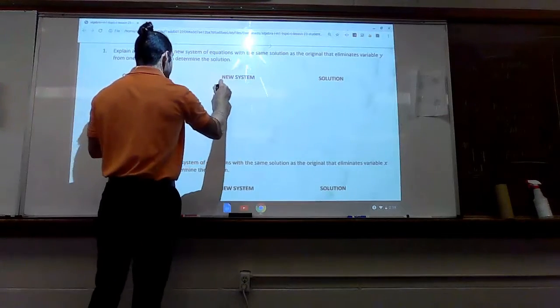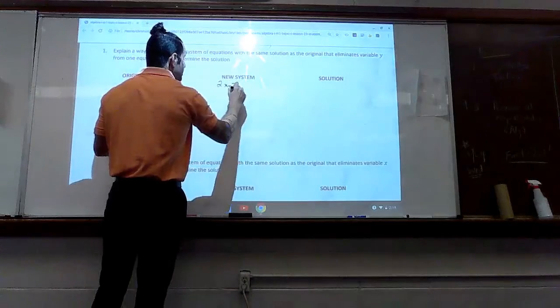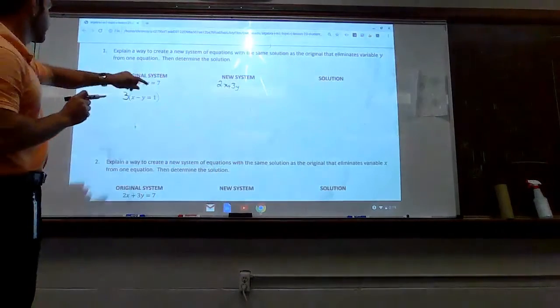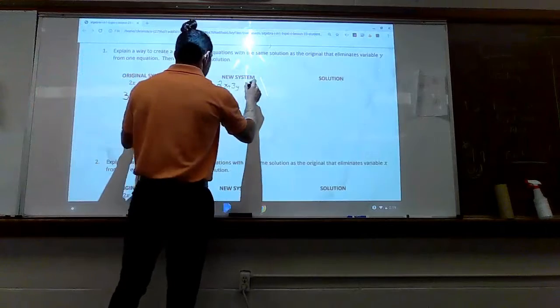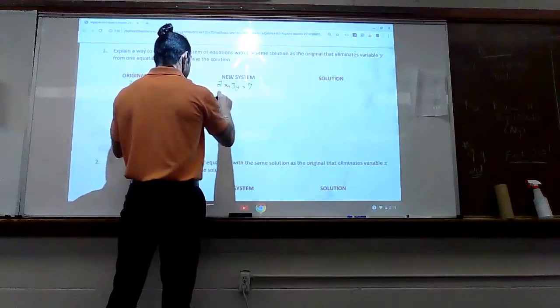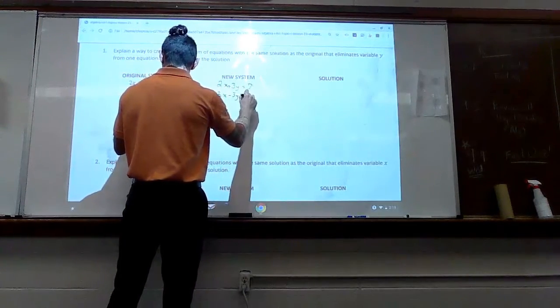So my new system is 2x plus 3. And we're trying to eliminate the variable y. So I guessed right. I didn't even read the directions. I should have. So this gives me 2x plus 3y equals 7, and 3x minus 3y equals 1.